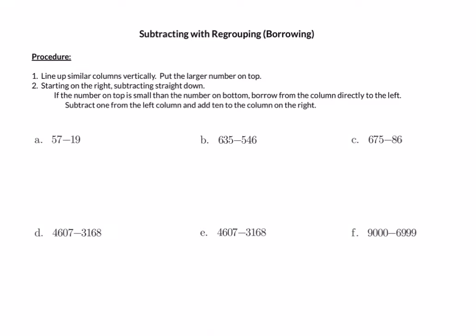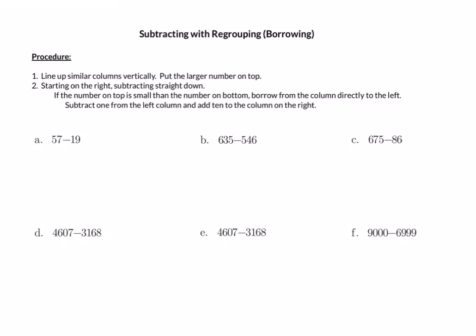Let's talk about subtraction with regrouping or borrowing. So one thing to note is, same idea as before, we're going to line up similar columns vertically. One thing I forgot to mention in the last slide is you always want to make sure your larger number is on top. That's going to be important when we get into signed numbers. For this module, the larger number is always going to be the first number. But when we get into application problems, just remember larger number always goes on top.